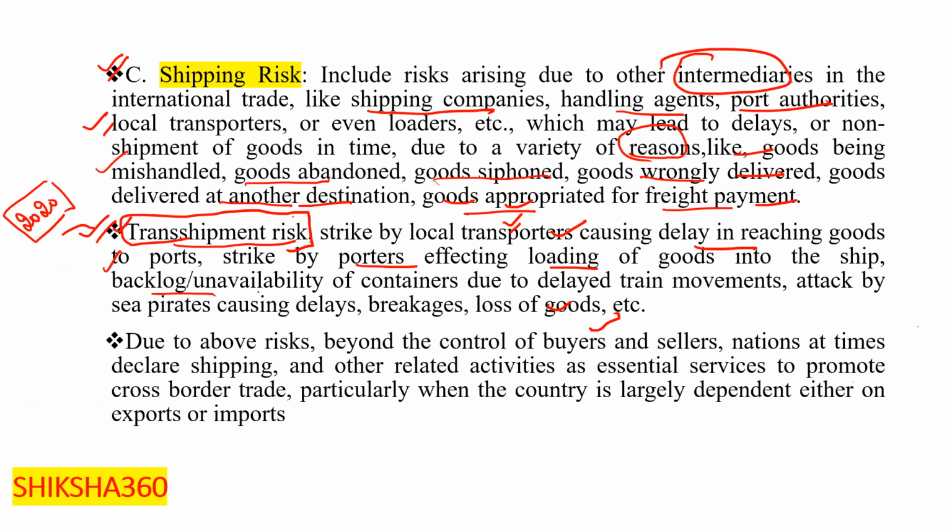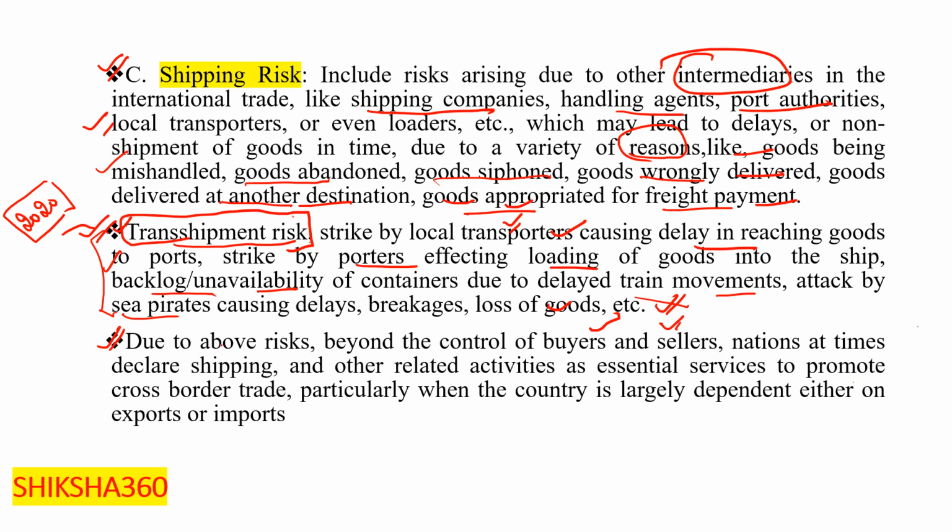The third one is the backlog or unavailability of containers, due to delayed train movements, or attack by the sea pirates, causing delays, breakage, or loss of goods, etc. All these risks are beyond the control of the buyer and seller.